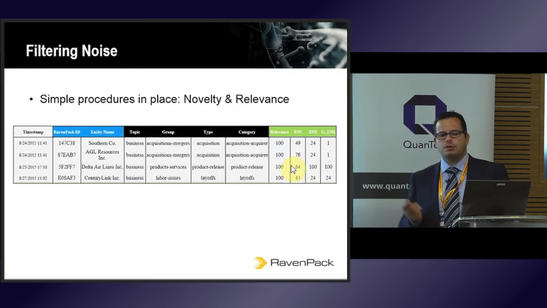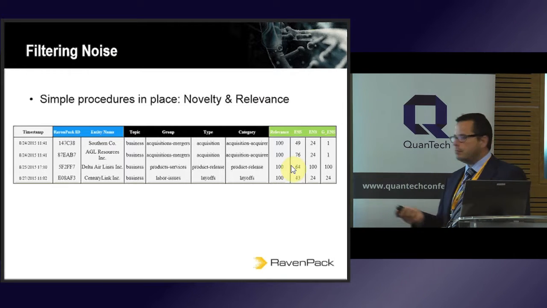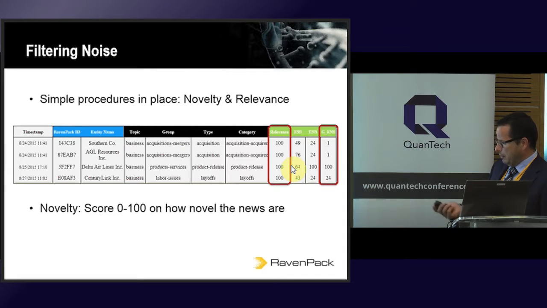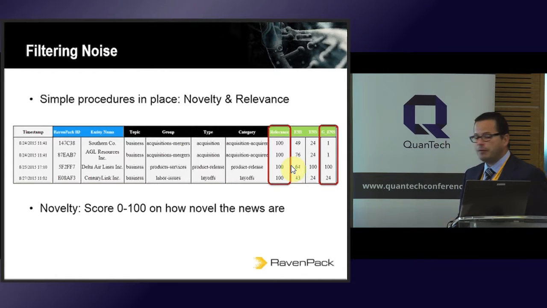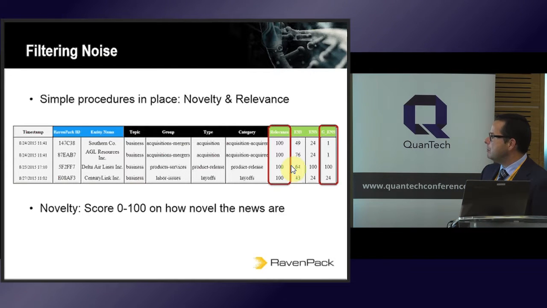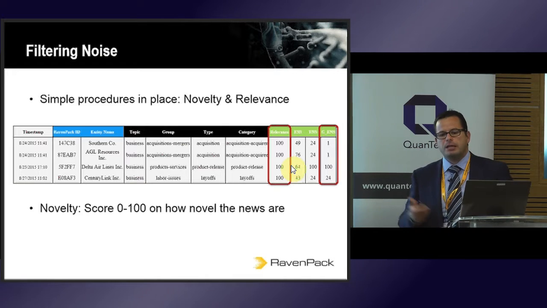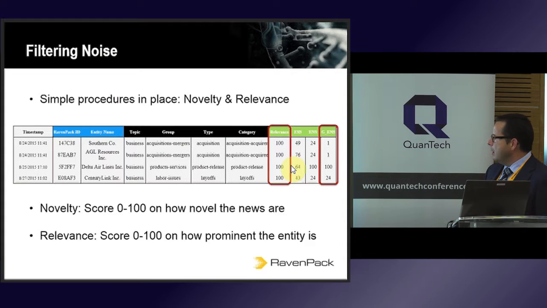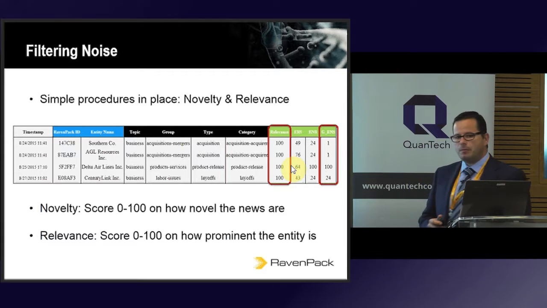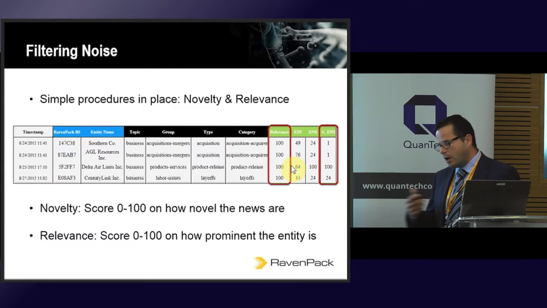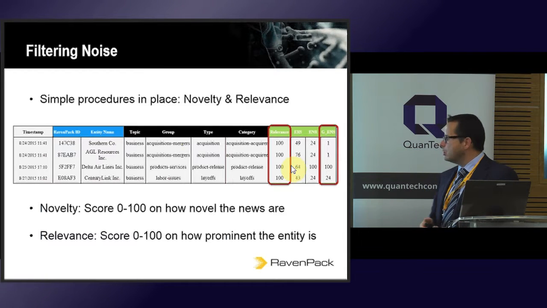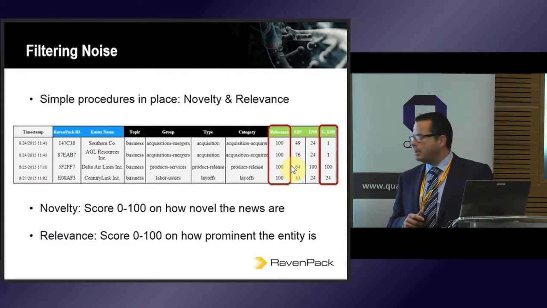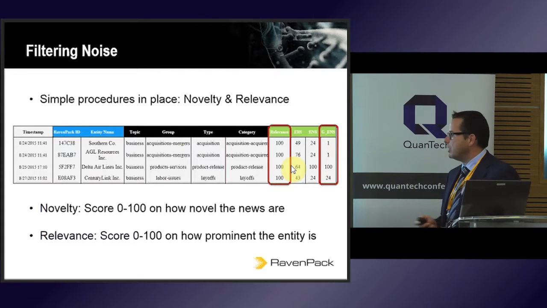For filtering the noise, we already have in place some simple procedures, and we just focus on the novelty and the relevance that I showed you before. The novelty is just a score between 0 and 100, providing information about how novel that particular news is. So for instance, if we are only interested in breaking news, we will filter for novelty 100 and drop everything else. In a similar fashion, we have relevance, which is also a score between 0 and 100, and in this case describes how prominent that particular company is in the news. So if we are only interested in entities that play a key role in that particular story, we will filter by 100 to get that information.